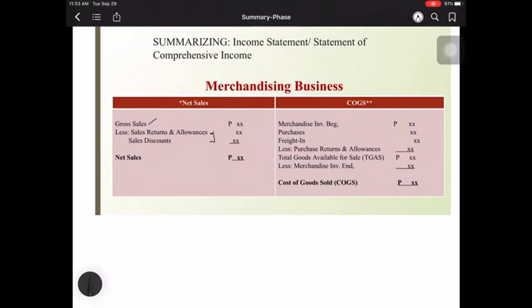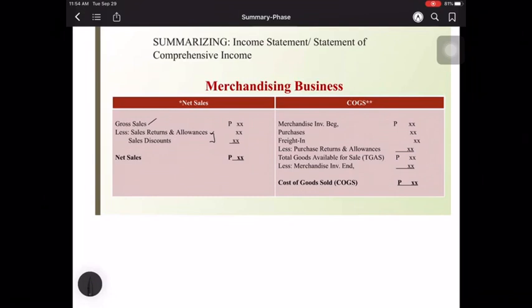As a review, sales returns and allowances refers to the amount of the products that were returned to the business by reason of being defective, or because the product is not the product that was ordered by the customer, so necessarily they have to return it to the business, and that must be deducted from the amount of our sales. The same thing is true for your sales discounts.